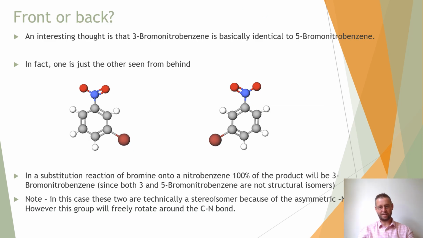So why do we consider positions 2 and 6 both as ortho? Why do we see no significant difference between them? And it's actually because one is just the other one. They're actually the same. It's just seen from behind.